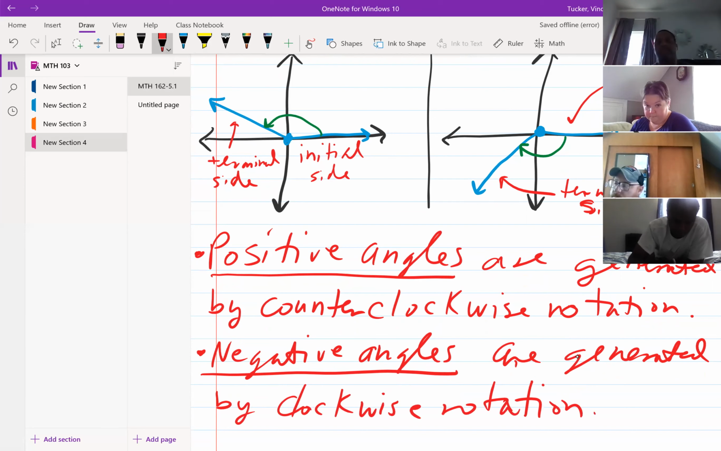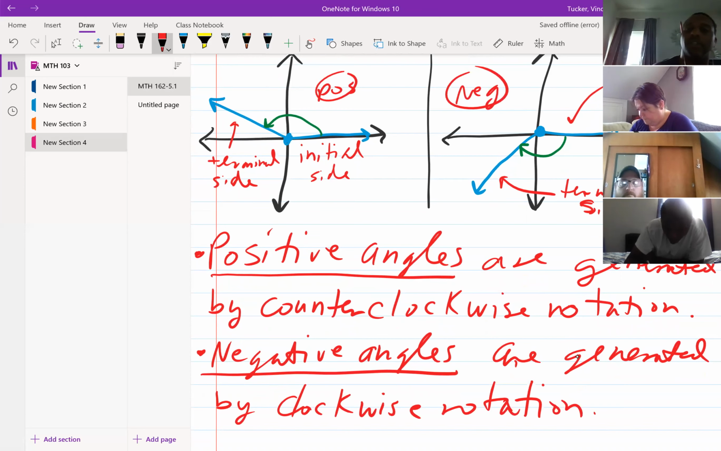All right, so positive angles are generated by counterclockwise rotation. Negative angles are generated by clockwise rotation. So this one up here is positive, and this one over here is negative.